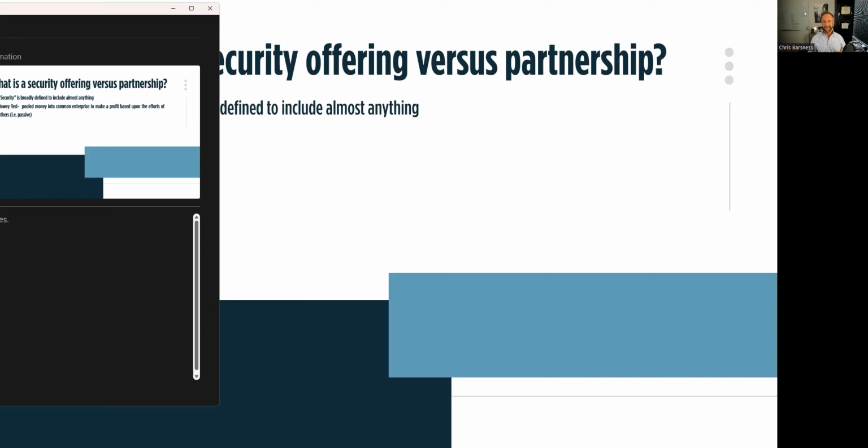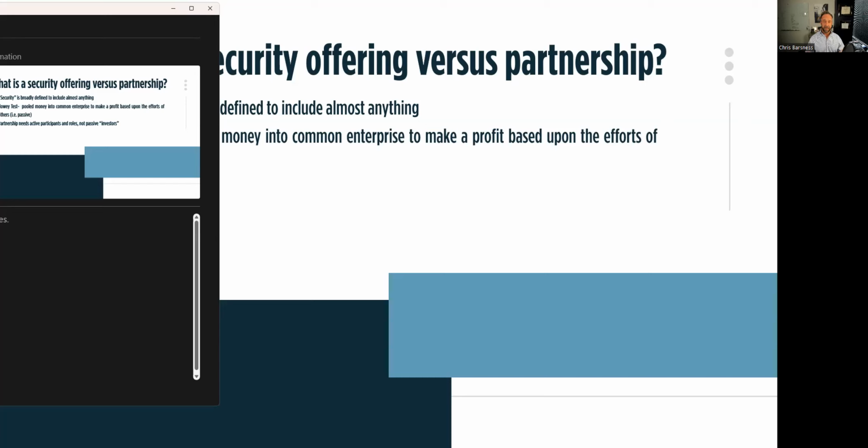A security is basically very broadly defined by the SEC under federal law. It includes almost any type of investment: a note, stock, interest in an LLC, a limited partnership interest, a promissory note, an investment contract. And the most common term that you'll hear, especially more recently with crypto, whether crypto is a security, is the Howey test. This came out of a case where the court said, if everyone pools their money into a common enterprise with the intent to make a profit based upon the efforts of someone else, in other words, you're basically passive in the deal and not running it, that is a security if you're offering something like that.